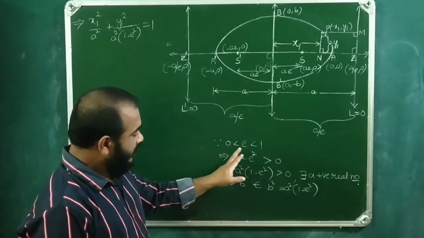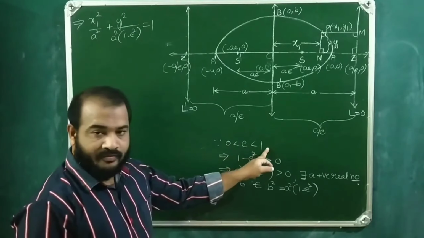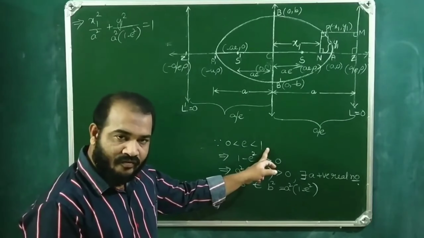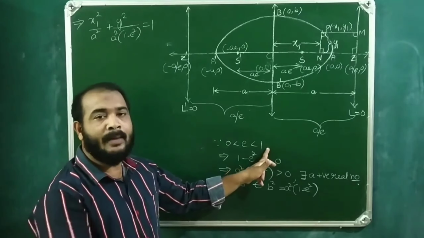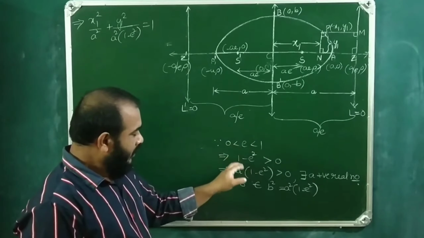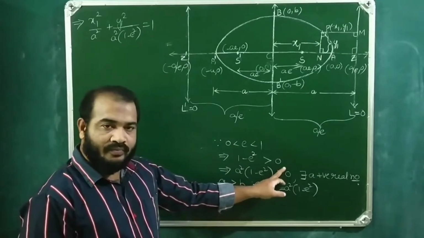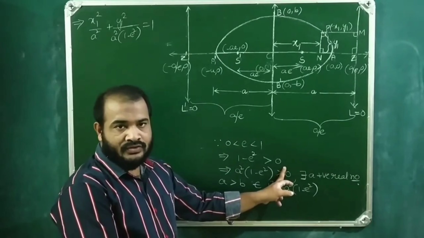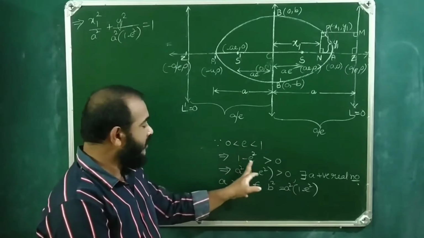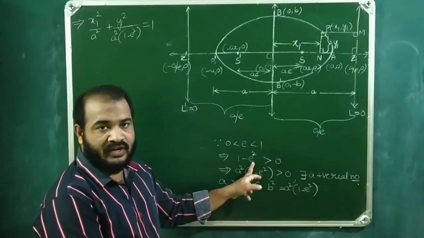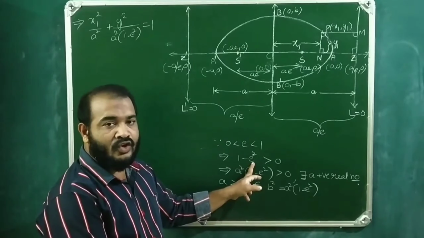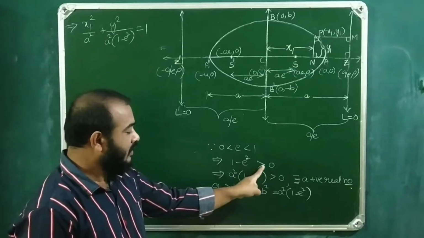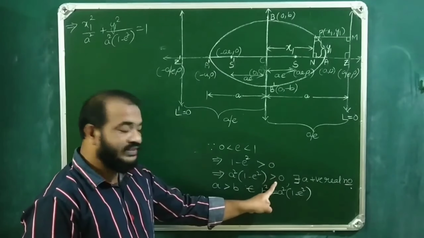Since eccentricity e is lying in between 0 and 1, because eccentricity e is less than 1 for ellipse, e is greater than 1 for hyperbola, e is equals to 1 for parabola. So then 1 minus e square is greater than 0. If you take e is equals to, for example, 1 by 2, which is less than 1, so 1 by 2 whole square is 1 by 4. 1 minus 1 by 4 is 3 by 4. 3 into 1 by 4, 3 into 0.25. This is 0.75, which is obviously greater than 0. And a square into it is greater than a square into 0, which is 0.